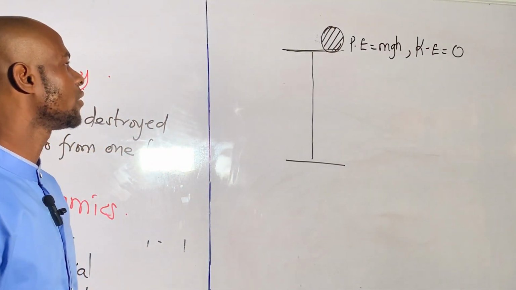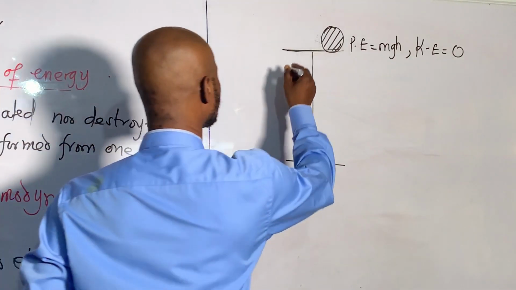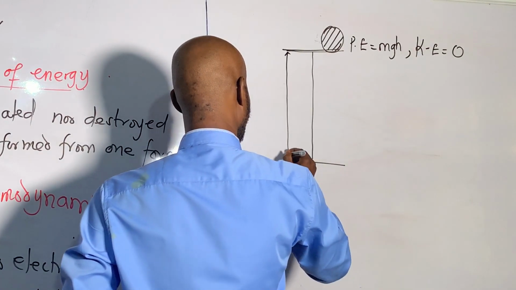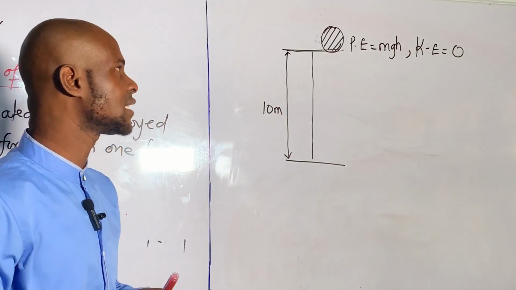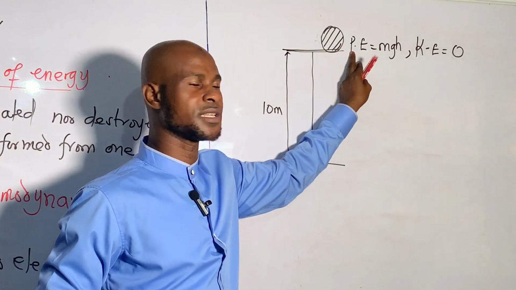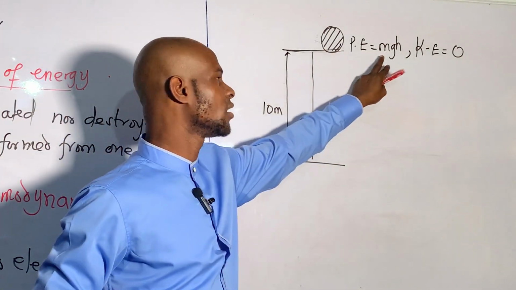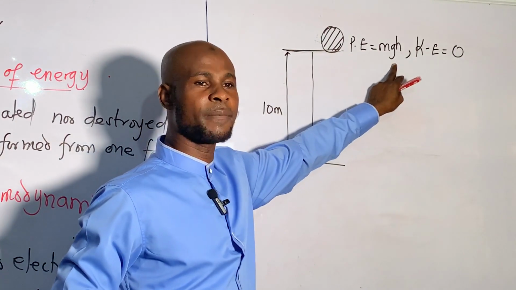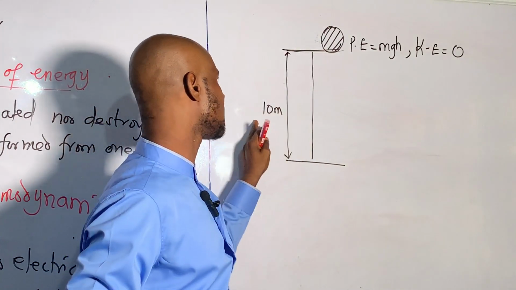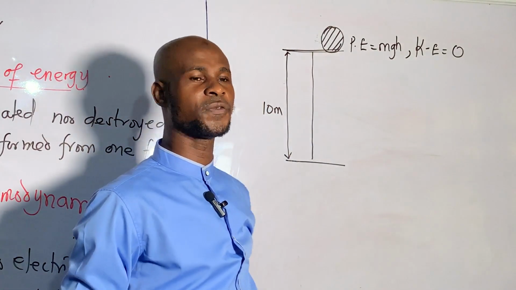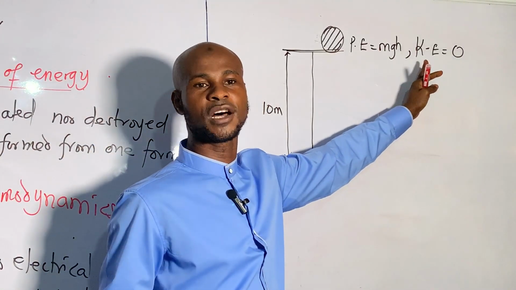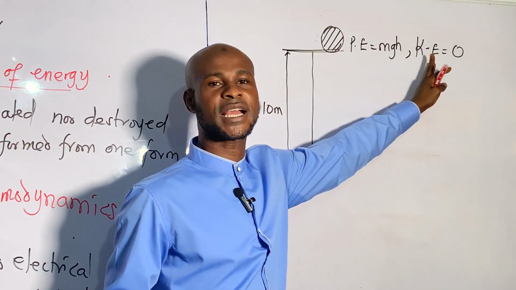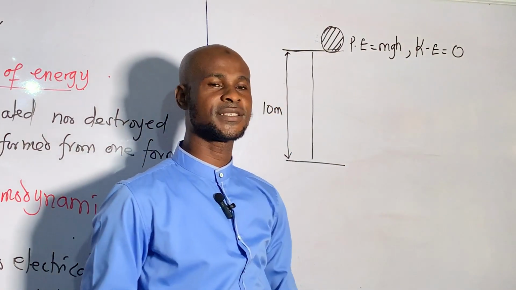Now, let's say the height of this building is 10 meters, for example. Here I can calculate the potential energy of this object by saying the mass of the object multiplied by gravity, which is 10, and multiplied by the height. So I can get the value for potential energy. But do I know the velocity of this object? No, it is not moving. So I cannot get the kinetic energy. So the kinetic energy is 0.